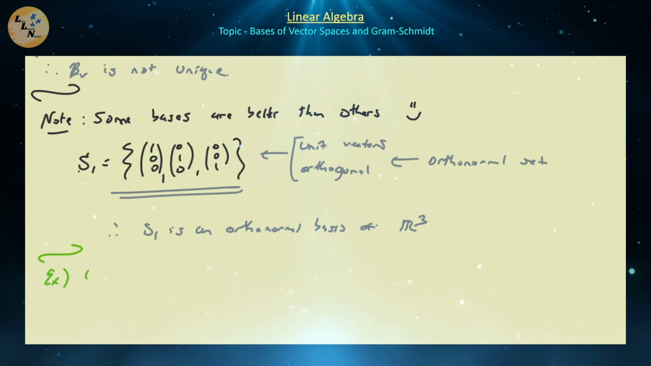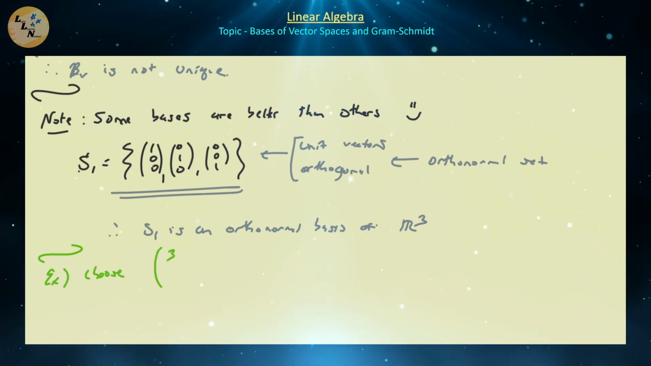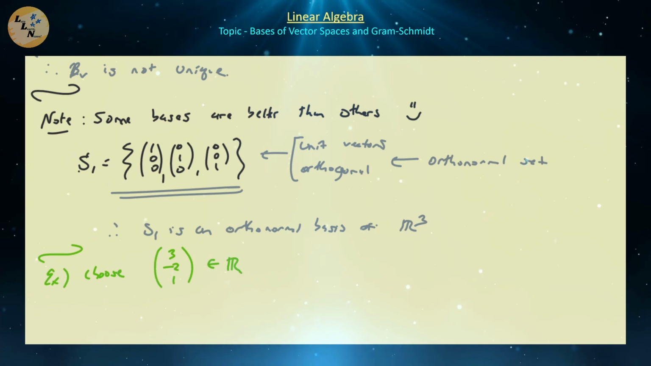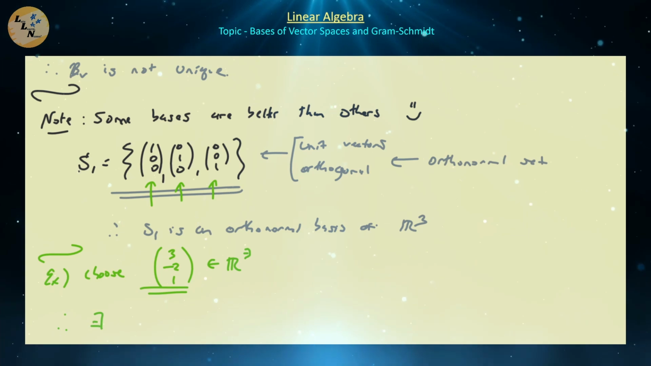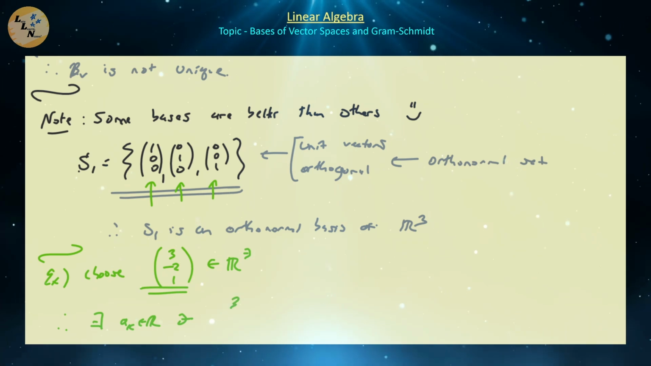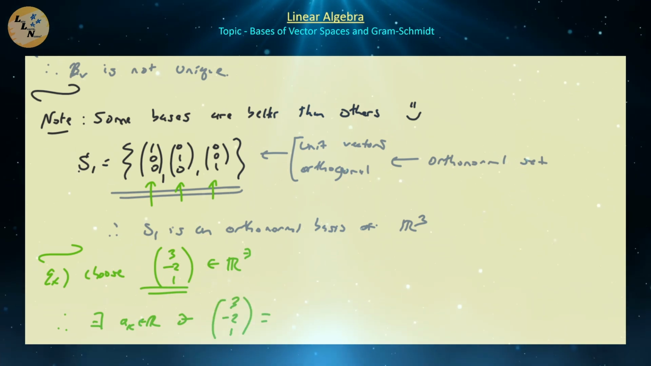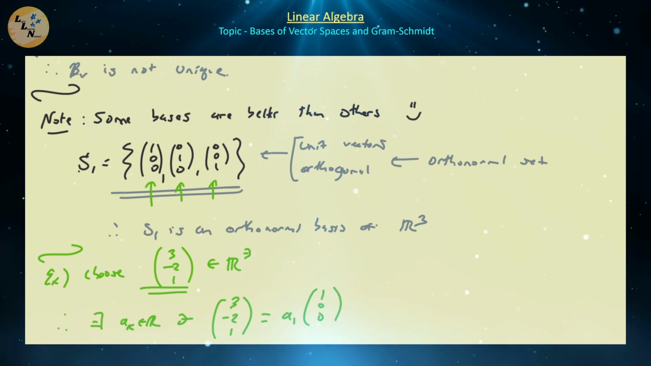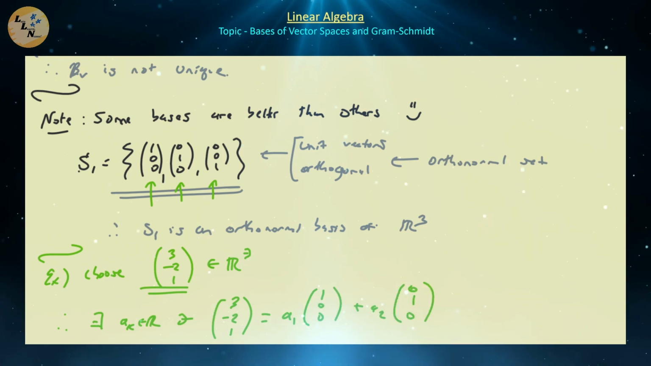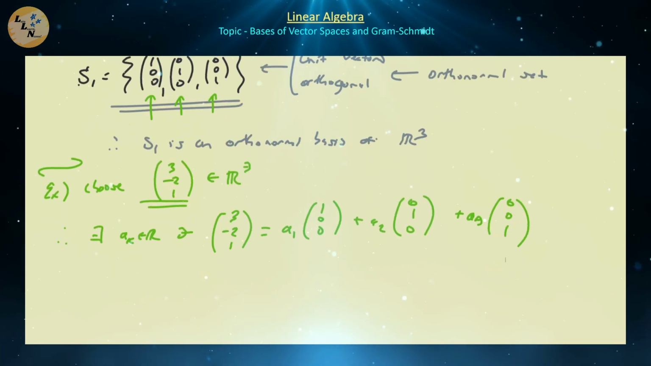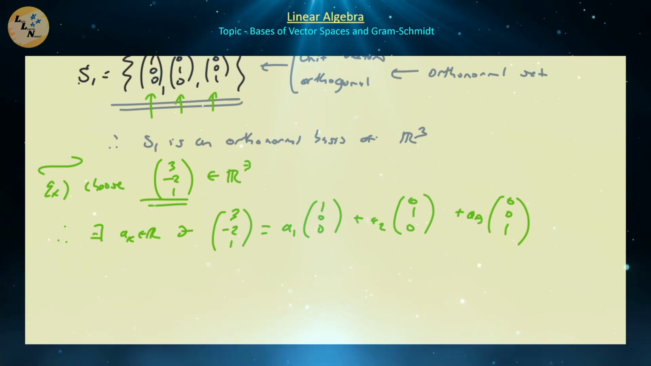So, for example, we can choose some vector, let's say (3, -2, 1) belonging to R3, and we can represent this vector as a linear combination of these 3 basis vectors, right? So that means there exist constants a_k in the set of real numbers such that (3, -2, 1) is equal to a1(1, 0, 0) + a2(0, 1, 0) + a3(0, 0, 1). So what do you think these numbers a1, a2, and a3 should be?